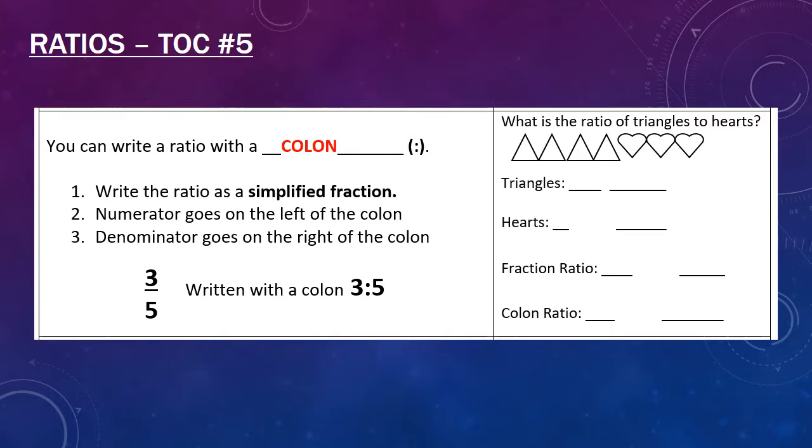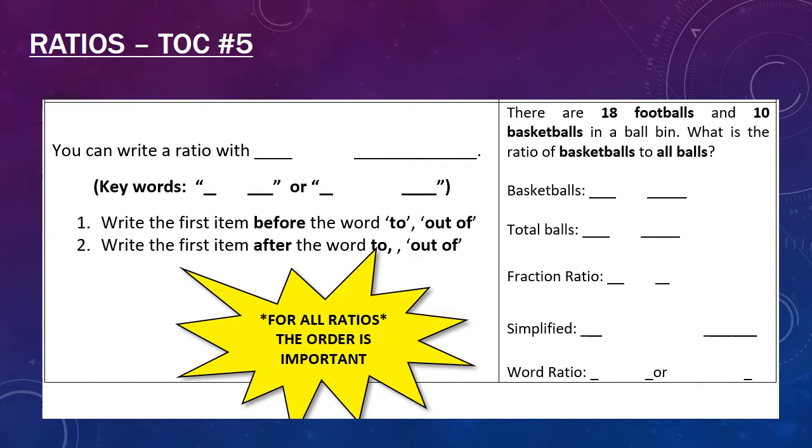What's the ratio of triangles to hearts? Highlight simplified fraction, please. Back to the example on the right, we have 4 triangles and 3 hearts, so our fraction ratio is 4/3. We cannot simplify that. It's as simple as it can go. So now let's take it and write it using a colon. The numerator goes on the left, 4, colon, and then the denominator goes on the right, 3. Pretty easy stuff.